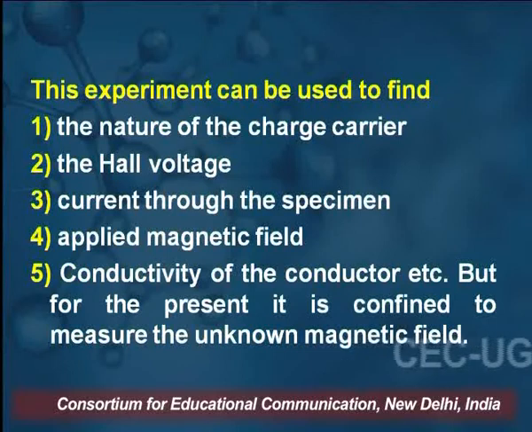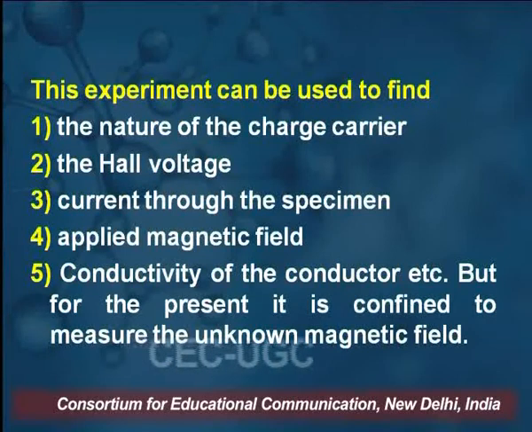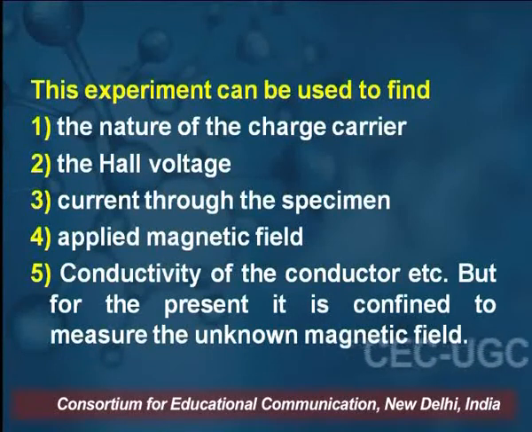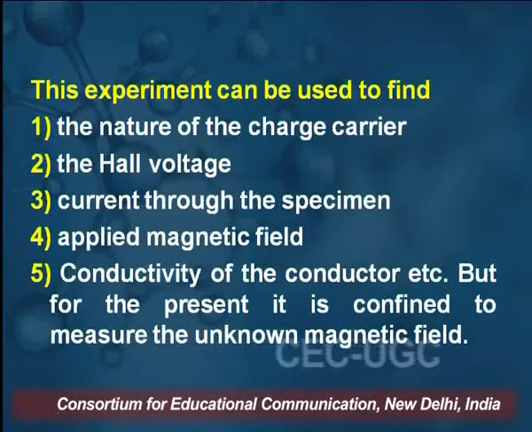Second, the Hall voltage, that is VH. By changing the current and placing the specimen in the magnetic field, the specimen will generate the Hall voltage. So we can find out the Hall voltage, the current through the specimen, how much current we are passing, and along with this current the voltage. Then next is the applied magnetic field and the conductivity of the conductor, but for the present it is confined to measuring the unknown magnetic field also.